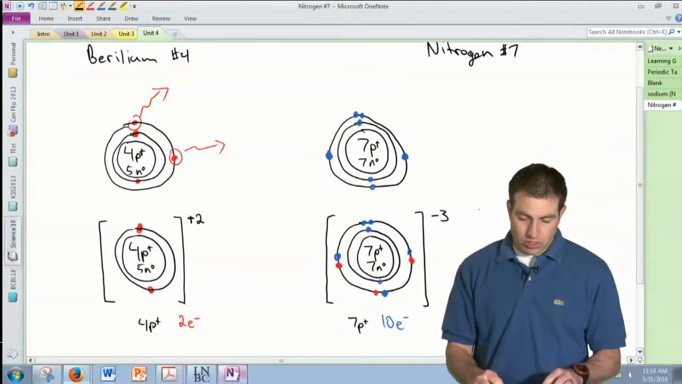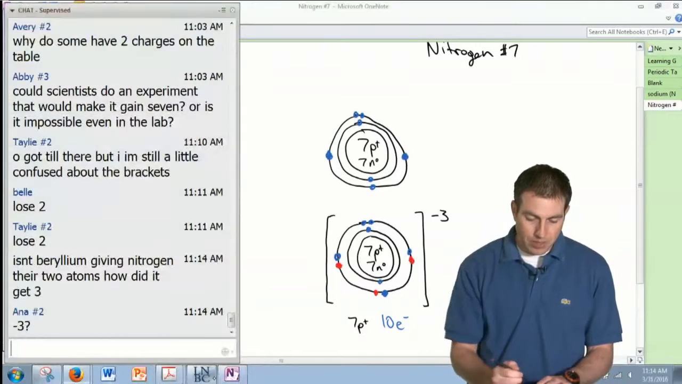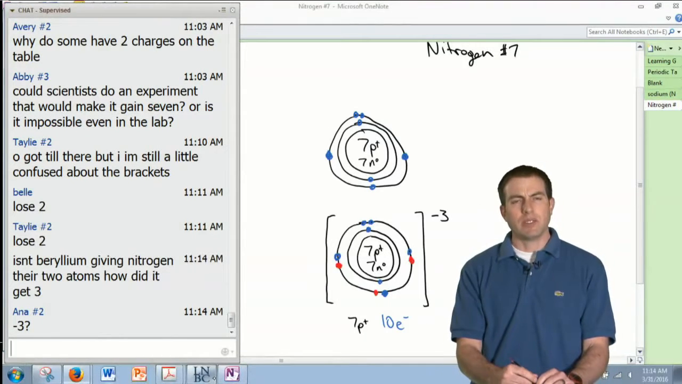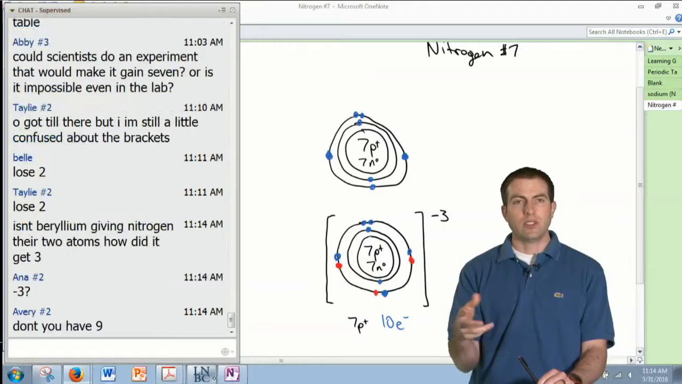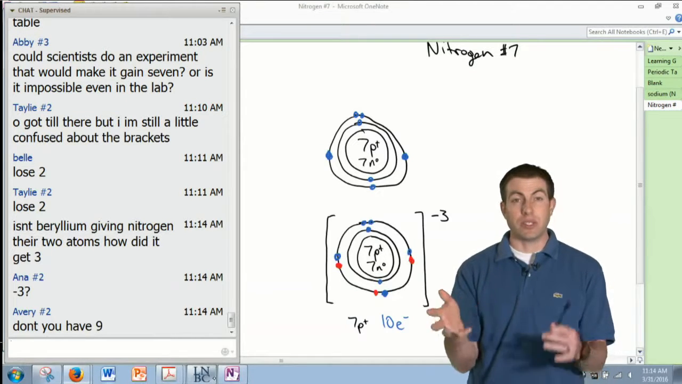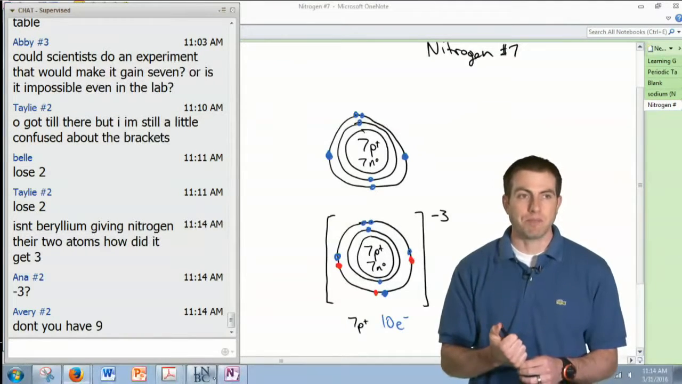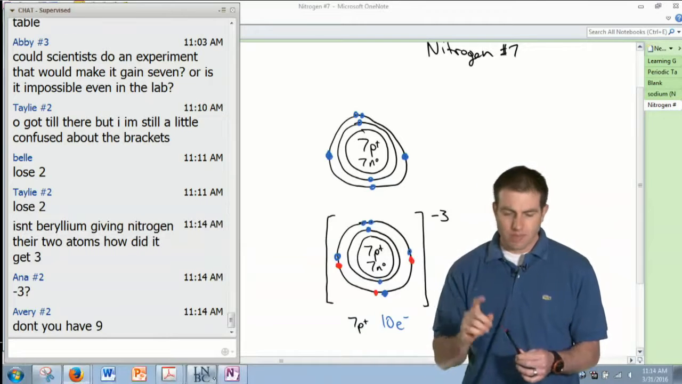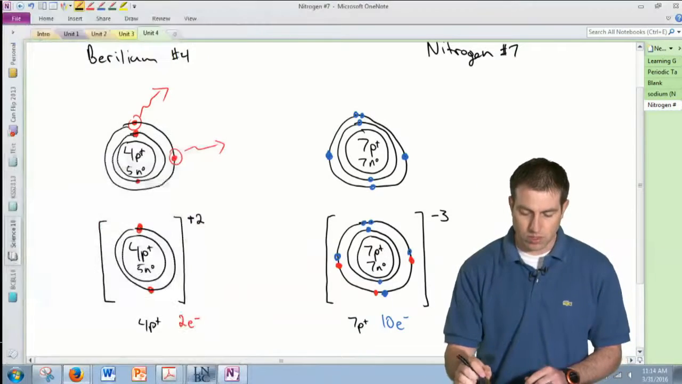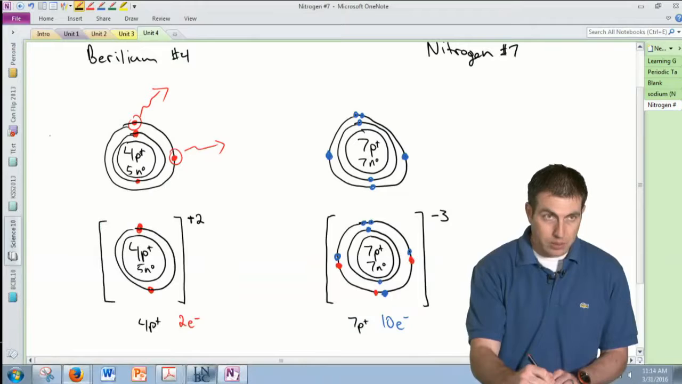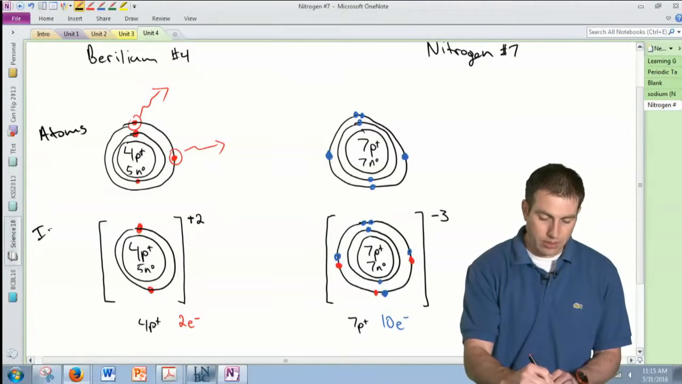And yeah, you're perfectly right there. It's kind of getting confusing, right? Because beryllium, it only had 2 to give up, but now the nitrogen got 3. So where did they come from? So we're going to look at that here in a second on how that kind of works out. So these are the atoms up here, and these are the ions.